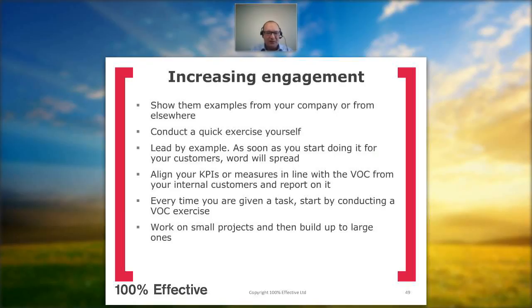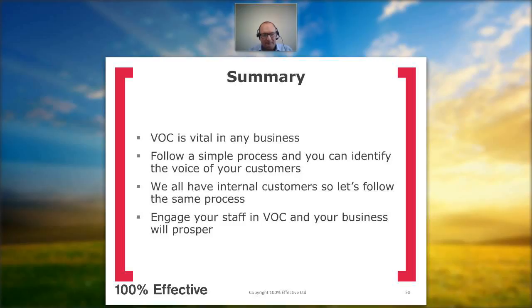You should also try, every time you do a project from now on, to start with a voice of the customer exercise. Walk through those 5 steps. Even if you only just did the first one to identify who your customers are, that's a good starting point, if nothing else. So it doesn't matter what we're working on, think about it from a voice of the customer perspective. It doesn't matter if it's a tiny little project or a massive big one, just work on voice of the customer to try and make these things better.